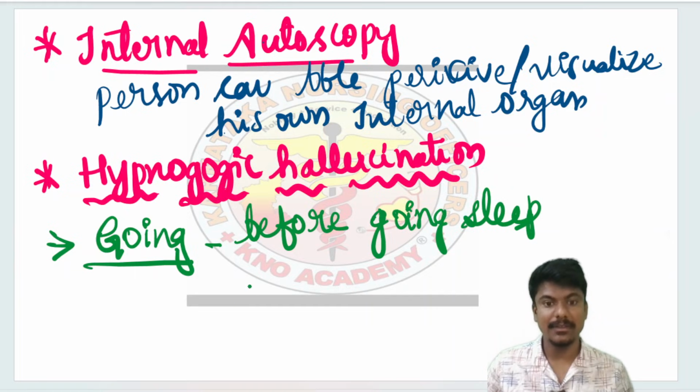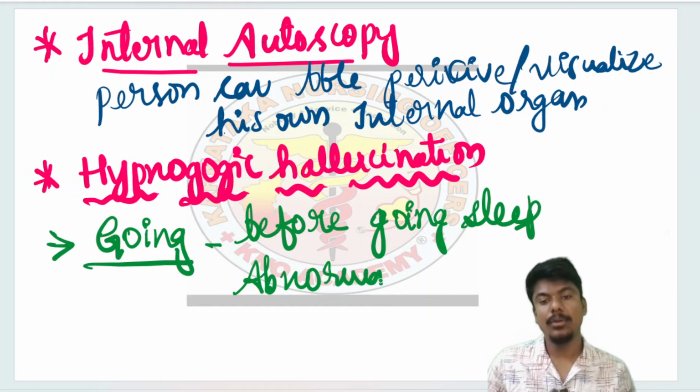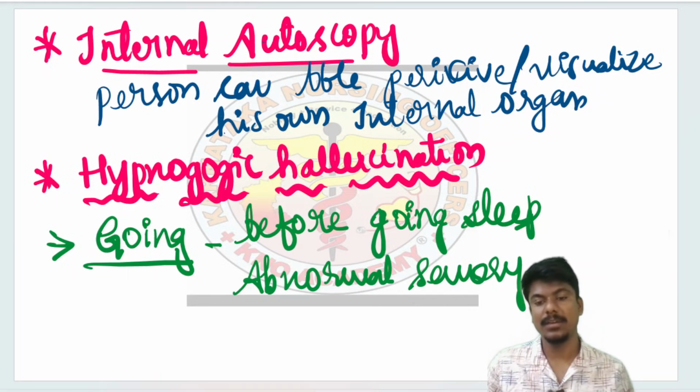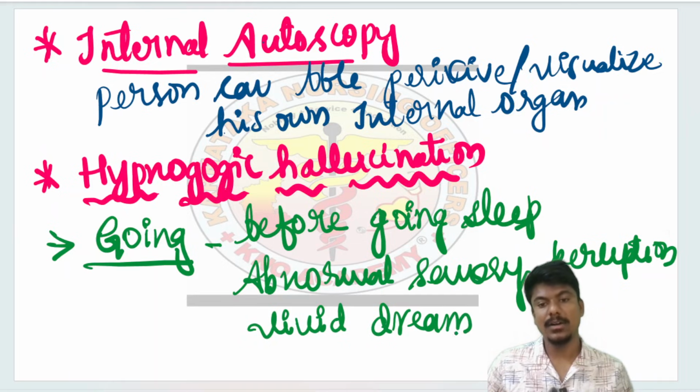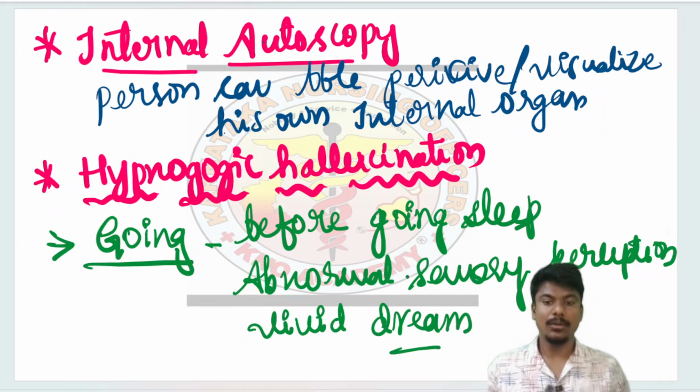Before sleep, you will have abnormal sensory perception. For example, vivid kinds of dreams will be there. That is what we call abnormal sensory perception, nothing but a hallucination.